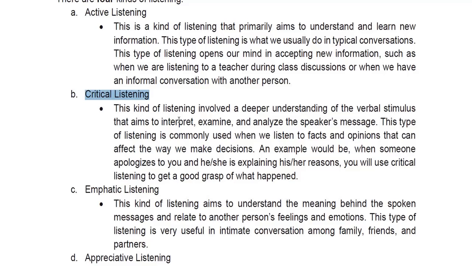Your goal as a critical listener is to evaluate the message that is being sent and decide for yourself if the information is valid or if you will believe the information. Just like this one, someone apologizes to you and you will listen to her explanation. And then at the end, you will analyze the information that you heard from her and you will think if you will believe or not, just like that. So that is critical listening with interpretation, examination, and analysis.